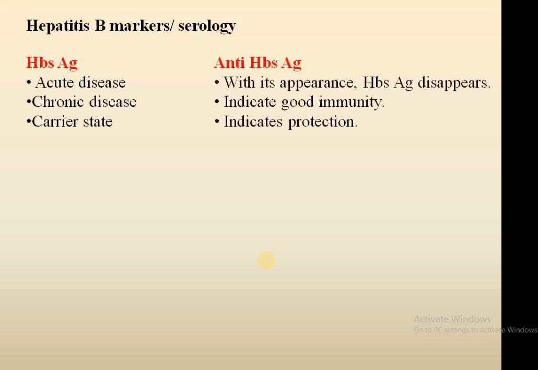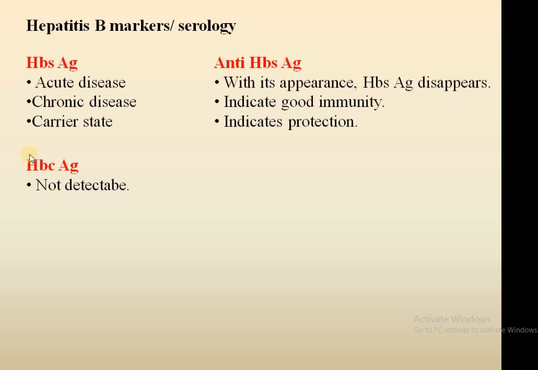Then there is anti-HBs, that is the antibody to HBsAg. It appears when HBsAg disappears. So with its appearance, HBsAg disappears. Appearance of anti-HBs indicates good immunity and protection. Remember, it indicates good immunity as well as protection, and it appears only after the disappearance of HBsAg.